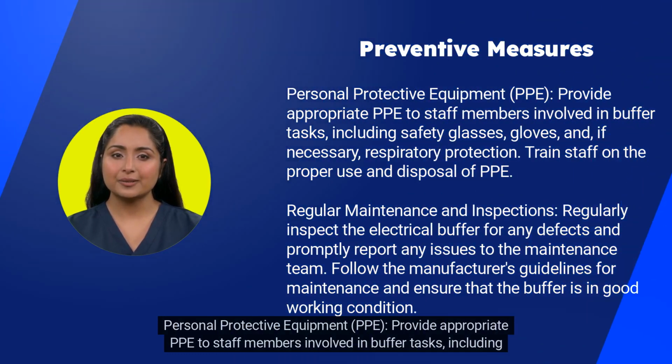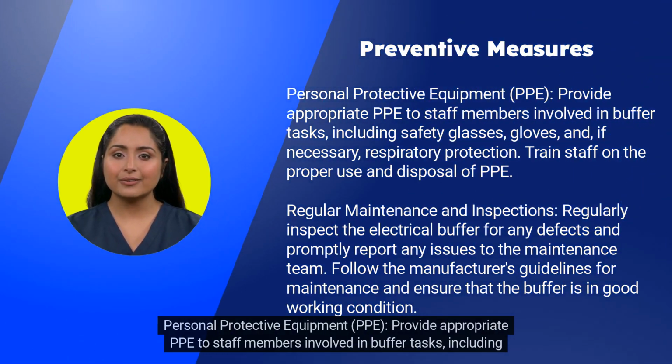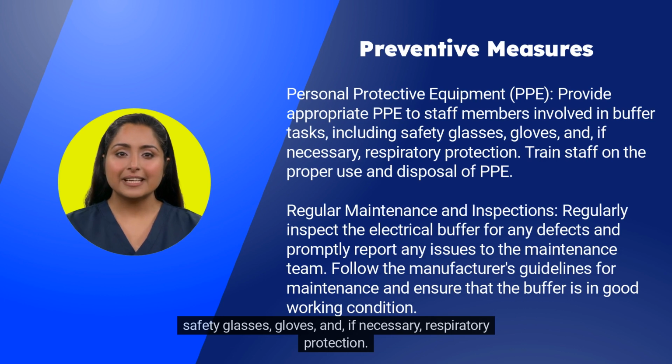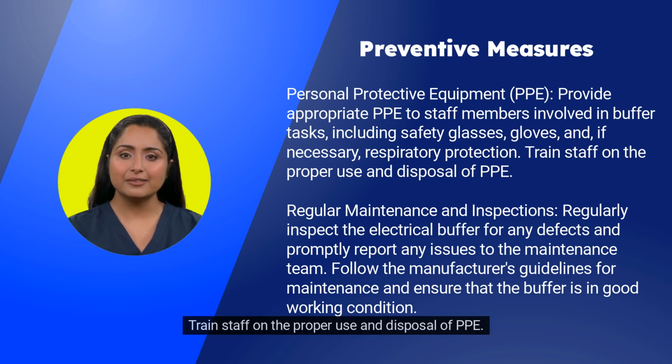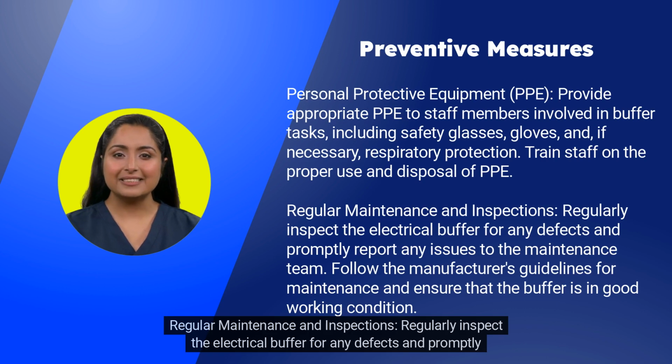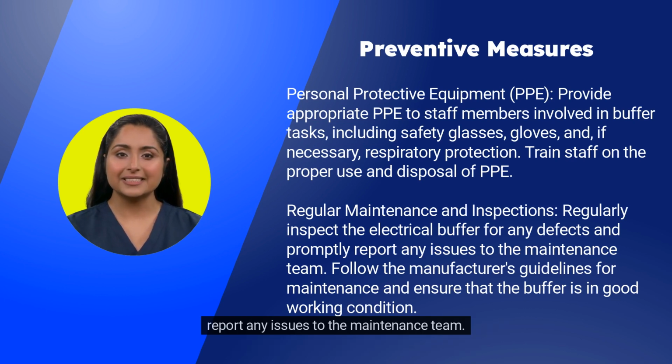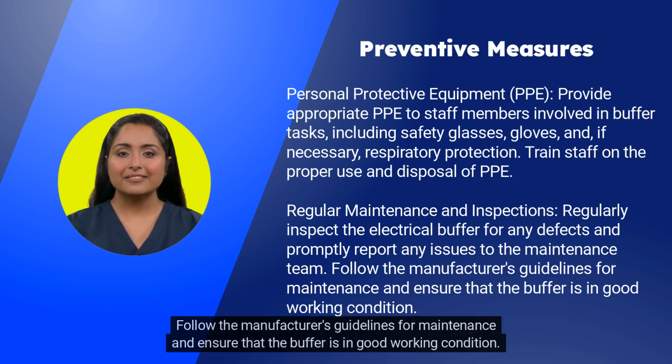Personal protective equipment, PPE. Provide appropriate PPE to staff members involved in buffer tasks, including safety glasses, gloves, and, if necessary, respiratory protection. Train staff on the proper use and disposal of PPE. Regular maintenance and inspections. Regularly inspect the electrical buffer for any defects and promptly report any issues to the maintenance team. Follow the manufacturer's guidelines for maintenance and ensure that the buffer is in good working condition.